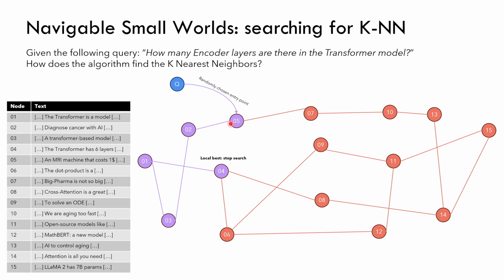Basically, we order them from the best matching to the lowest matching, and we keep the top k. Also, we repeat this search many times by choosing different random entry points, and every time we sort all of the results by similarity score, and then we keep the top k. And these are the best matching k nearest neighbors using the navigable small worlds algorithm.